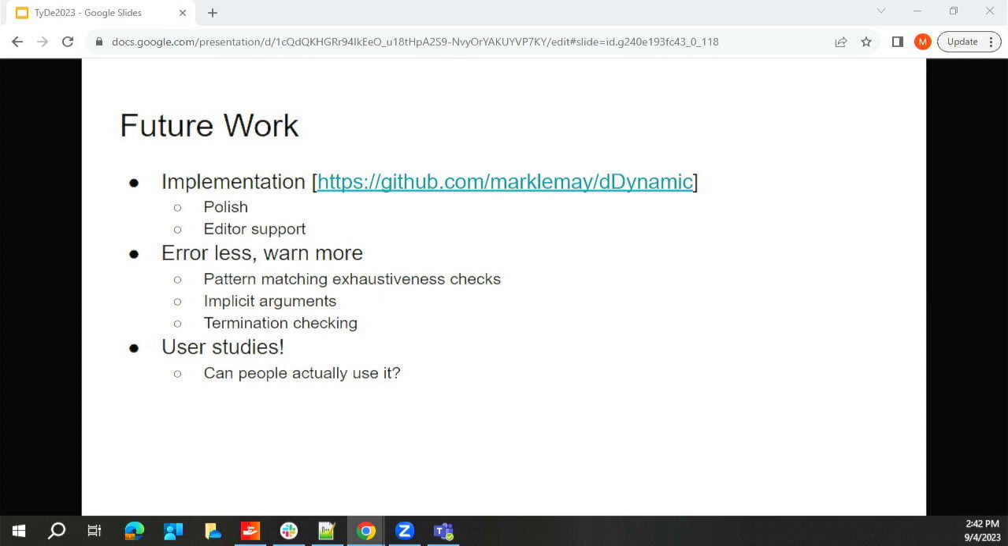There's a lot more things in this philosophy I would like to investigate, where we just do fewer errors and we do more warnings. And we're actually in a very convenient place if we ever could get a user study together, because we have a language that's exactly the old way and a language that's exactly the new way, and they're exactly the same except for that one thing.